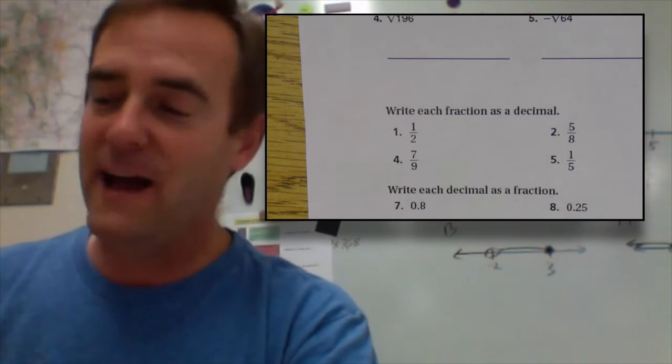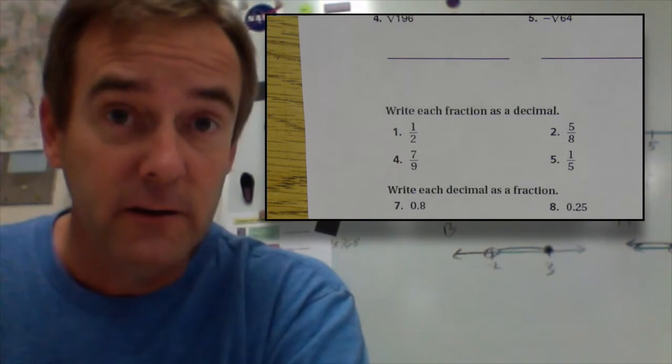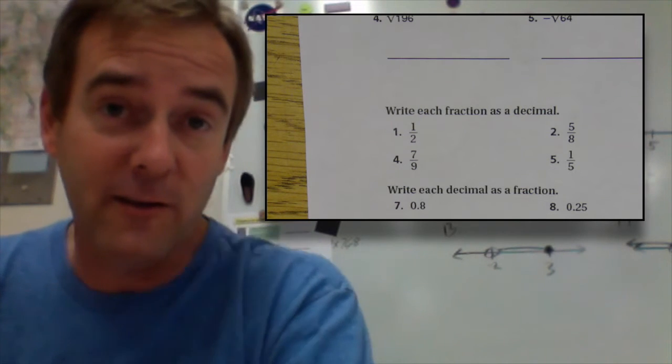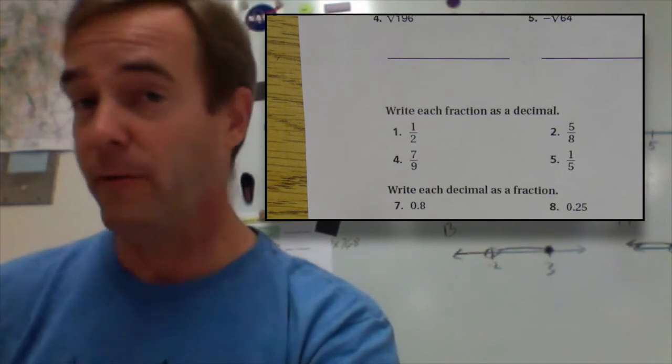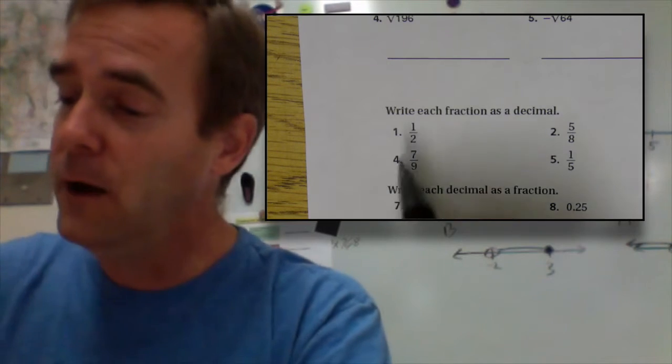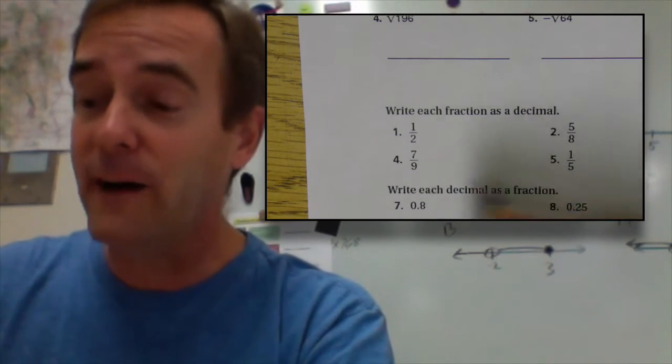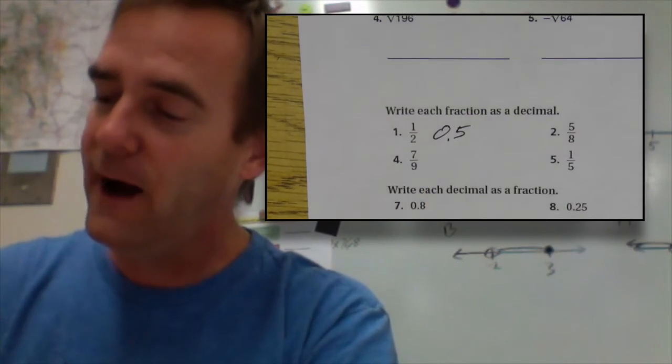Moving down to the next section. Write each fraction as a decimal. This is not magic. Turning a fraction into a decimal is as simple as doing what the fraction says. A fraction is nothing more than a divide problem. 1 over 2 is 1 divided by 2. That's 0.5. That's pretty simple.